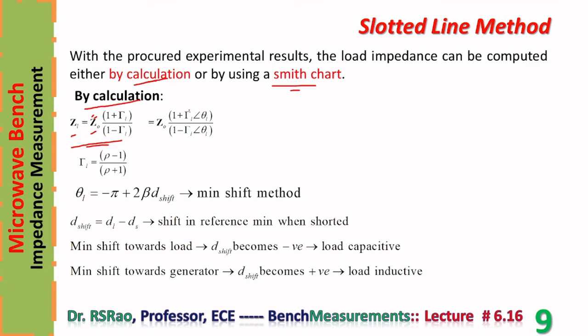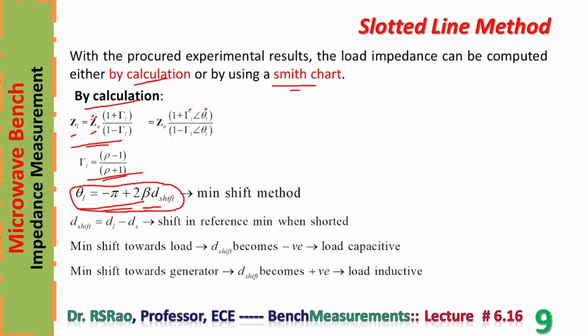Gamma L has magnitude and angle. Magnitude can be determined from SWR. The angle can be determined from this relation: minus pi plus 2 beta d shift. What is this relation? This relation is from the properties of the standing wave pattern over a lossless line. The first minimum in the pattern from the load exists at a particular distance from the load. This distance depends upon the load.